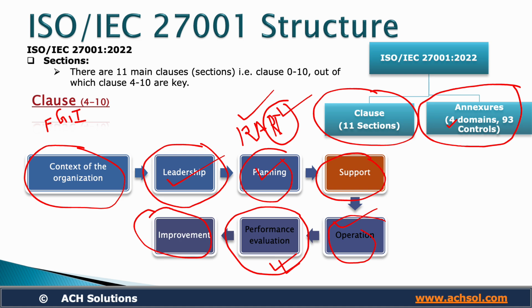We will have next videos where we will cover the annexure, which are the actual controls that an organization needs to implement to comply with or follow the ISO 27001 standard.